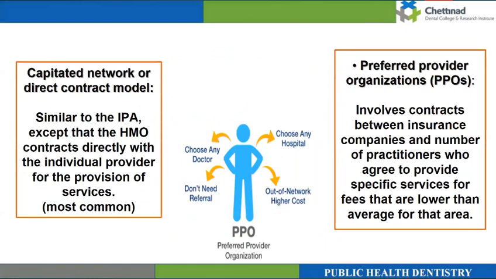Next one is the capitated network or direct contract model. Similar to the IPA, except that the HMO contracts directly with the individual provider for provision of services, which is most common. Next, preferred provider organization. It involves a contract between insurance companies and a number of practitioners who agree to provide specific services for fees that are lower than average for the area.